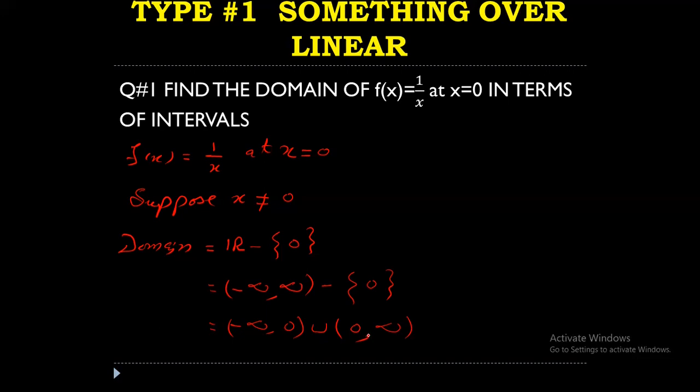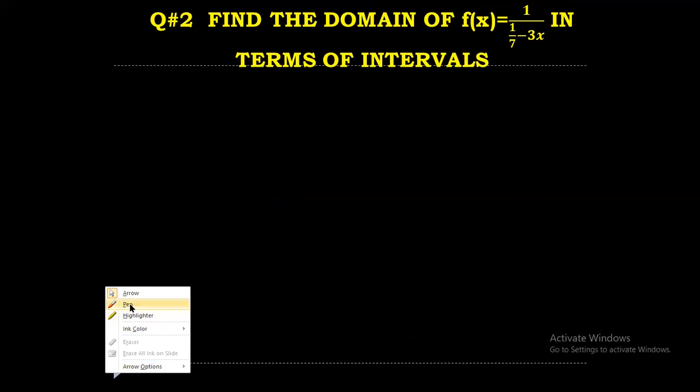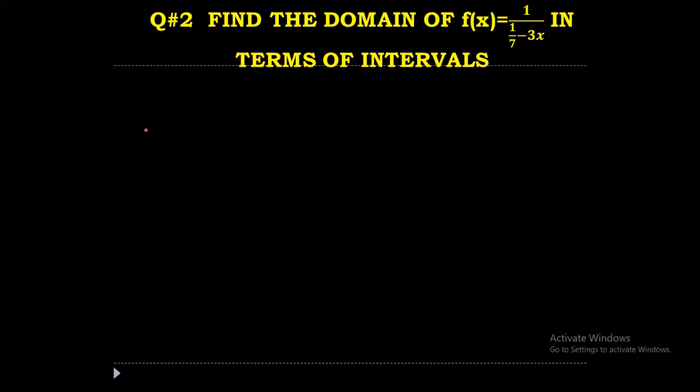Is it clear, boys? So, second question, find the domain of f(x) equal 1 over 7 minus 3x in terms of interval. So, very simple, I will explain it. You can see and you will enjoy.